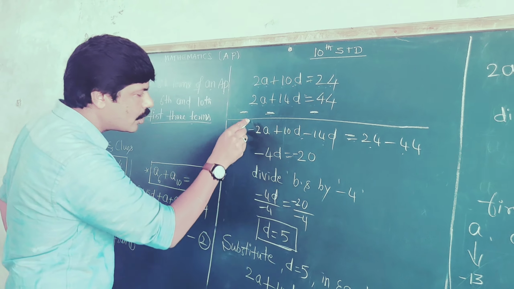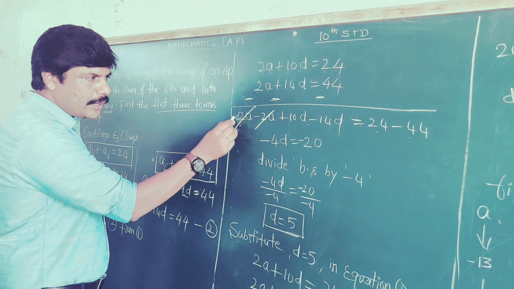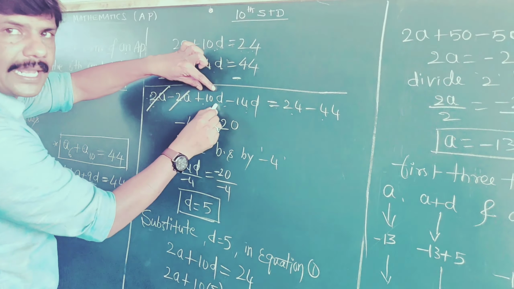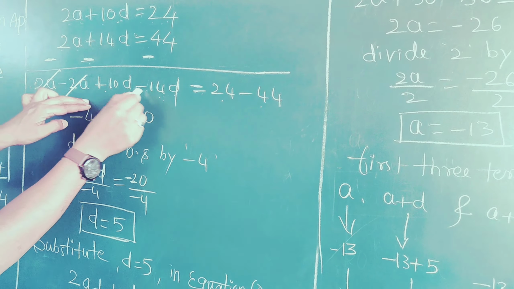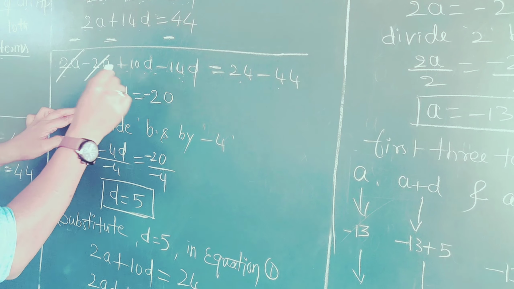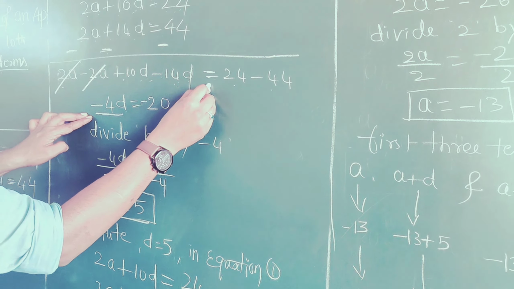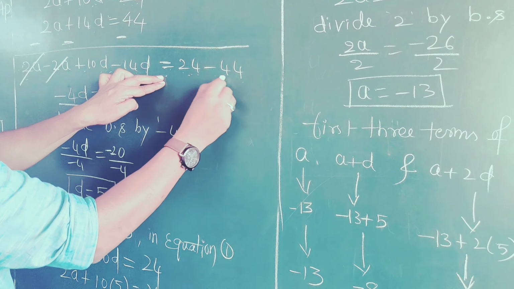2A plus 2A minus 2A gets cancelled. What is remaining is plus 10D minus 14D. Plus 10D and minus 14D. If you subtract it, you will get minus 4D. Minus 4D is equal to 24 minus 44.